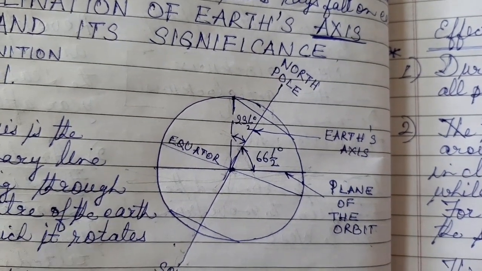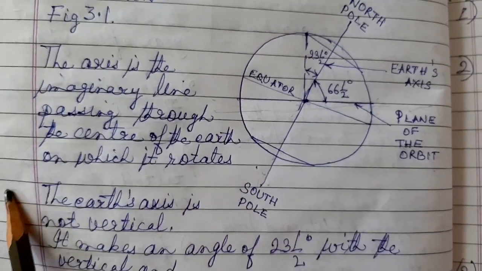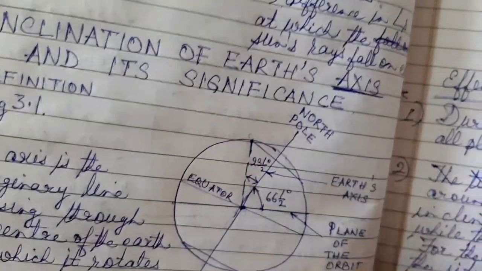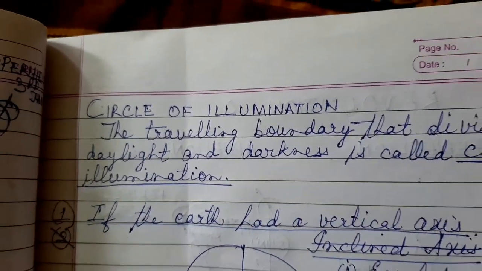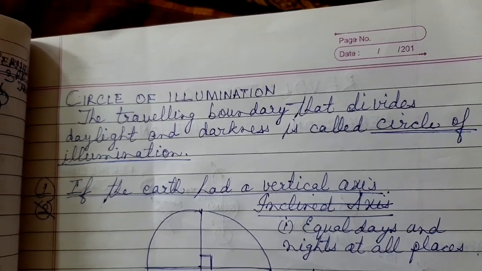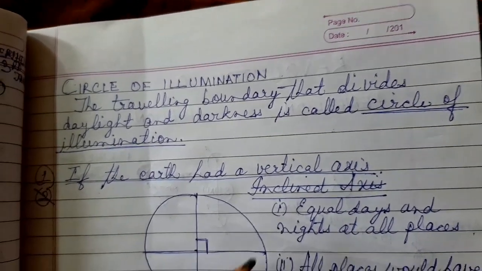Now this inclination of the earth's axis has some important contributions here, and it's responsible for many phenomena. Before that, we need to understand another term, that is circle of illumination. Now what is circle of illumination? It is the traveling boundary that divides daylight and darkness. Now what do I mean by this?